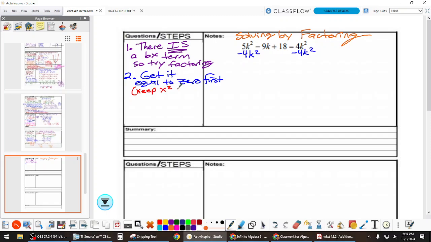I will give you a little advice. Keep the x squared term positive. You'll make fewer mistakes in your factoring if you keep x squared positive. In other words, I wouldn't want to subtract the 5k squared like this, because then I would get negative k squared, and students just generally make more errors that way. So don't do that.